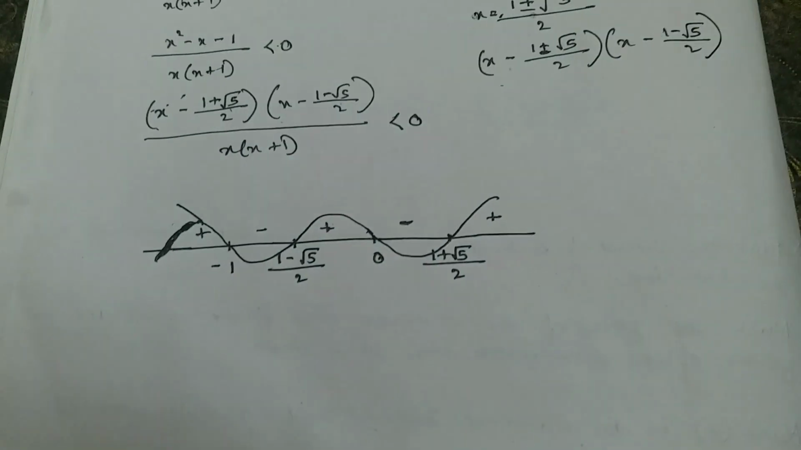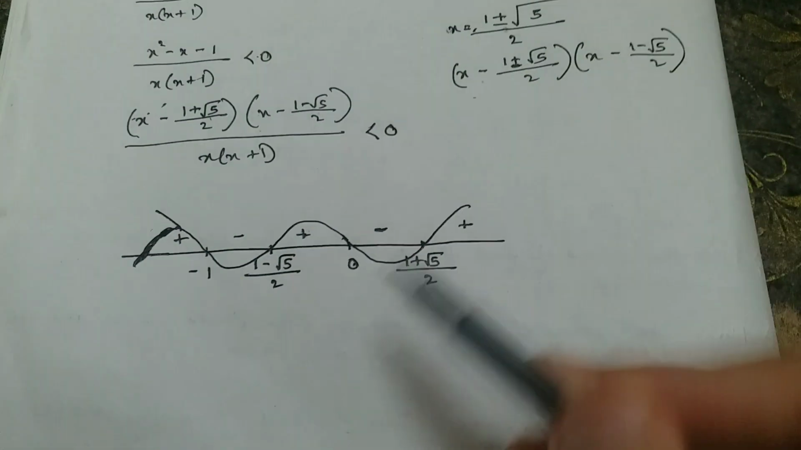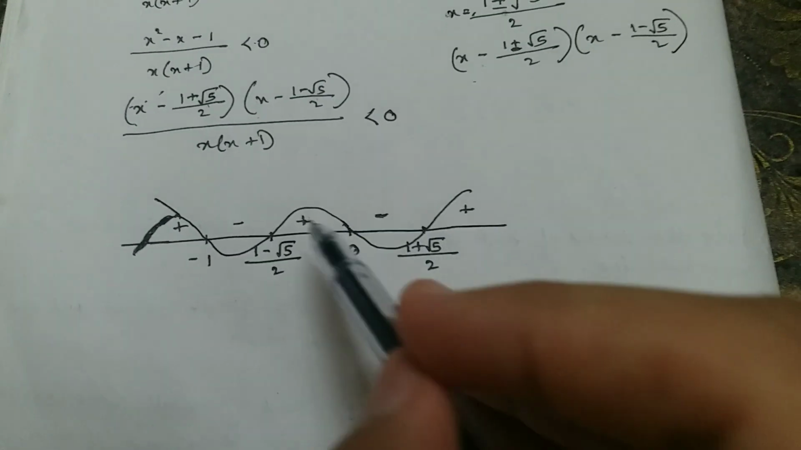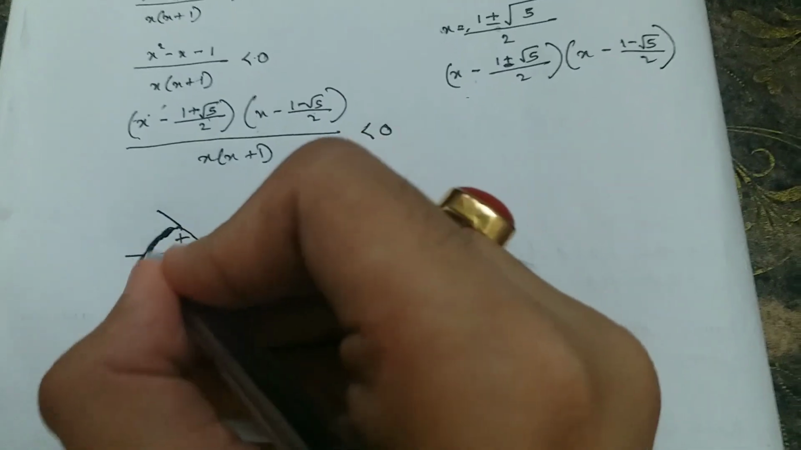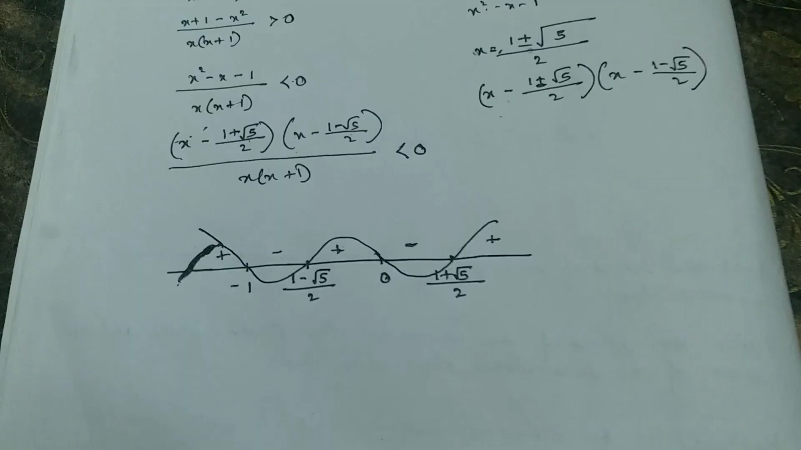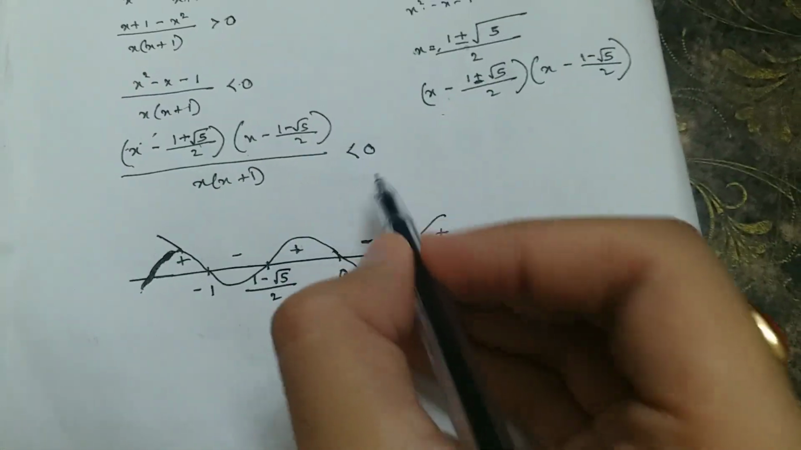So now, since all the powers here are 1, no problem, just keep on changing signs, plus minus plus minus plus, and we have drawn the wavy curve. This part is rejected. Okay, this will go on till minus infinity now. So this was lesser than 0.